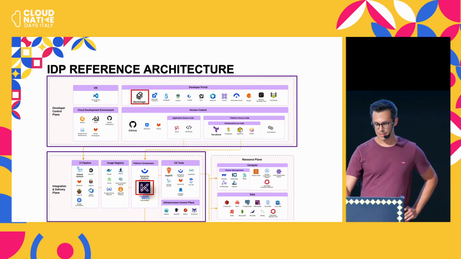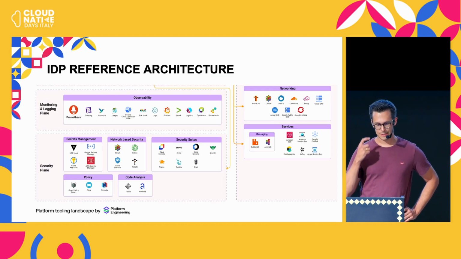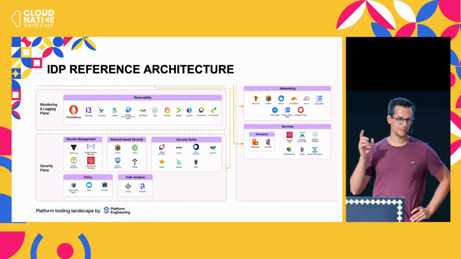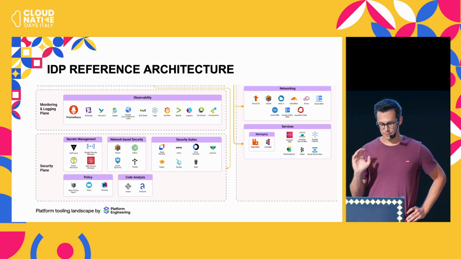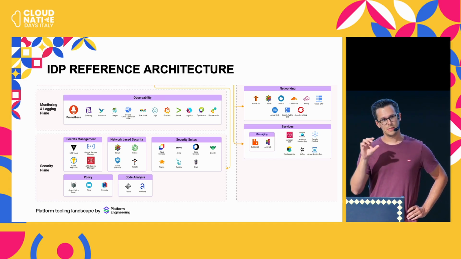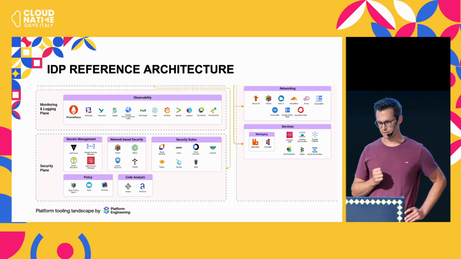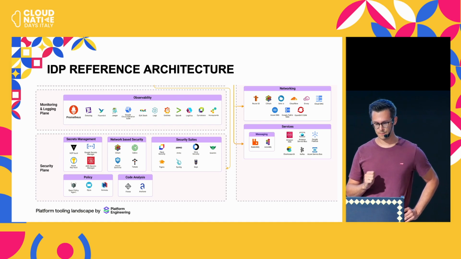Now, I said this architecture is continuing on the next slide. What you see here is the monitoring and logging plane. I think it's better to call it the observability plane. There's also a security plane. And what is a bit missing is a capability plane, like managing certificates, managing secrets, all this kind of stuff, or managing DNS entries. This is a bit missing in this reference architecture.